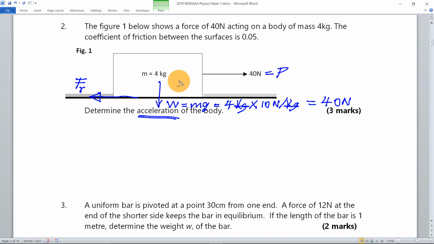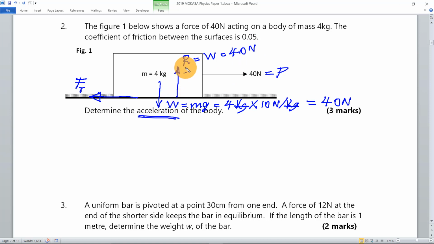Of course, there is another force which is acting on this object, and it is exerted by this surface vertically upwards. We usually refer to this force as the normal reaction. We are going to give it the letter R. And in this case, it is equal to W. And W is 40 newtons.